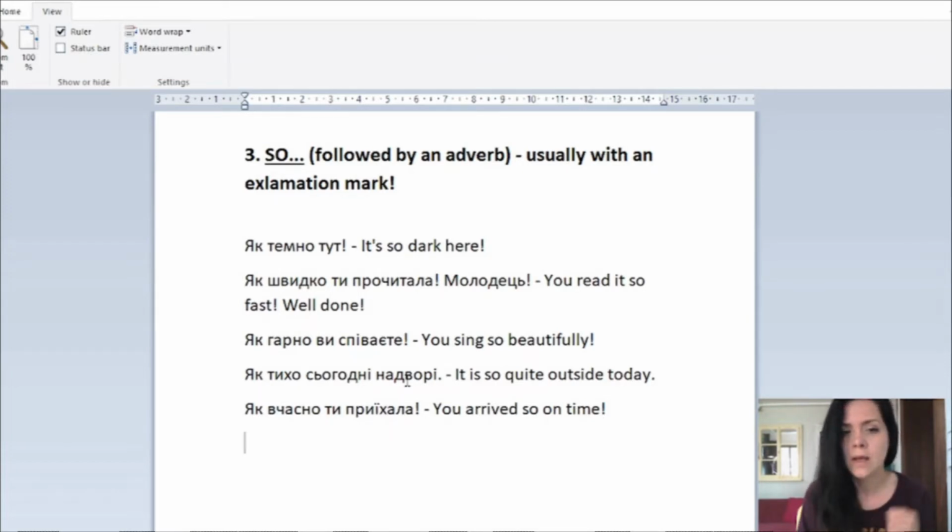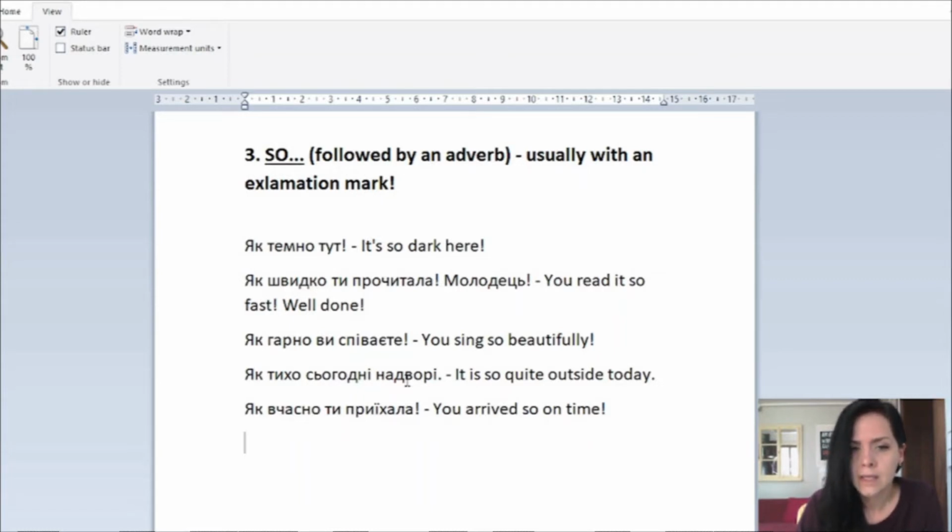Number 1 being як темно тут. Як темно тут. Okay? So again, our adverb here is темно, means dark, and тут means here. So як темно тут means it is so dark here. Right? So like, what a dark place. Як темно тут. It's so dark here. We didn't expect that. Okay?